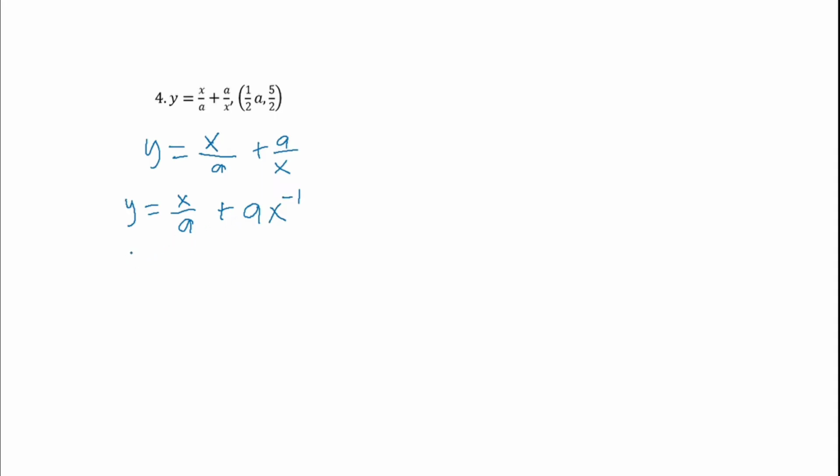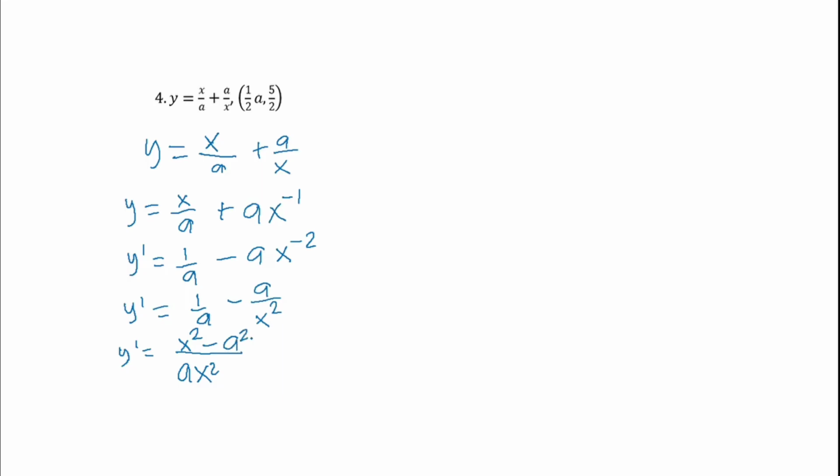So first, we have y prime is equal to 1 over a minus a x raised to negative 2. So y prime is equal to 1 over a minus a over x squared. If we're going to simplify this part, we have y prime is equal to, this is our LCD, a x squared. So this will become x squared minus a squared.